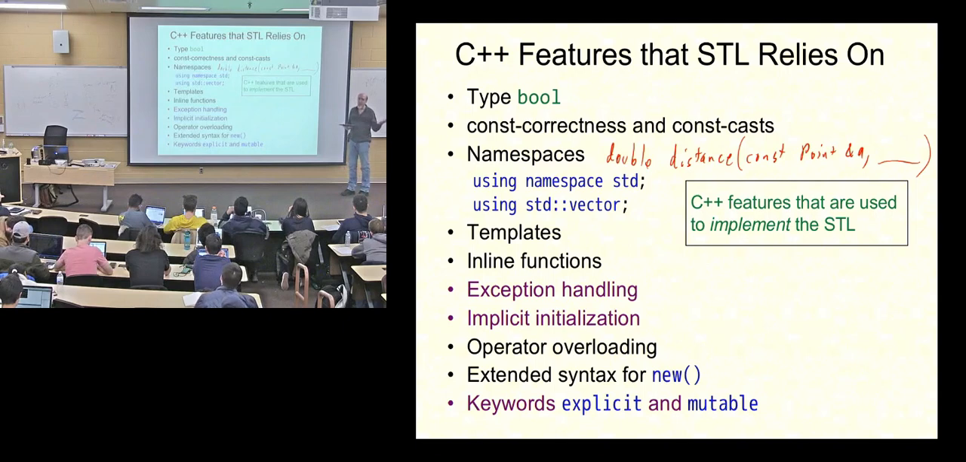Templates, well, the entire STL is written in templates. Everything in the STL is templated to accept different types: vector of int, vector of strings, vector of employee objects, whatever you want to do. The inline functions, because templates must be visible at compile time, all the source code is there.